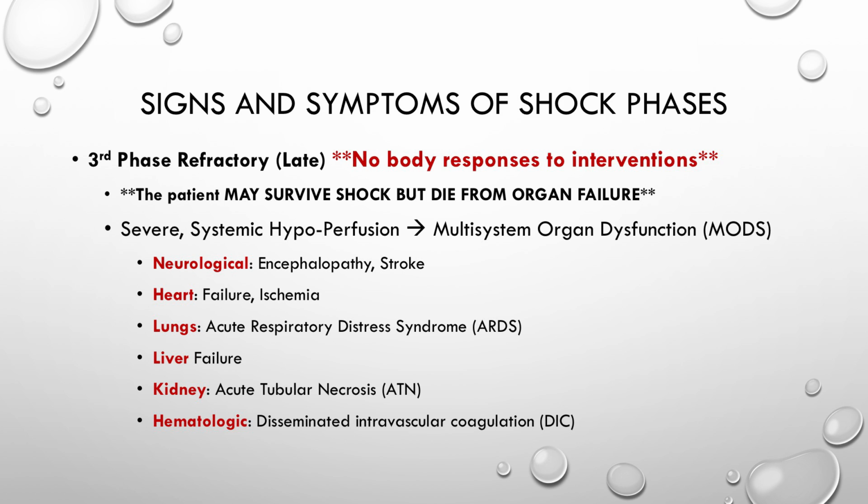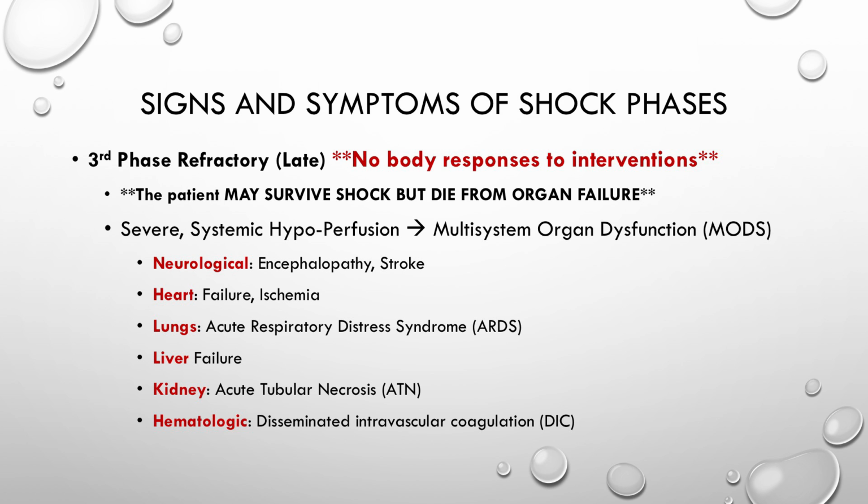So in the third phase of shock, this is when the body does not respond to interventions that you are giving. The patient may survive the shock, but die from organ failure. You're going to have in this phase severe systemic hypoperfusion, which leads to multisystem organ dysfunction, otherwise known as MODS. Neurological signs, you're going to have encephalopathy, possibly a stroke. You're going to have heart failure and ischemia.